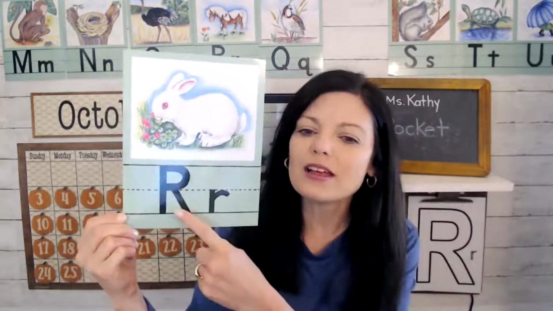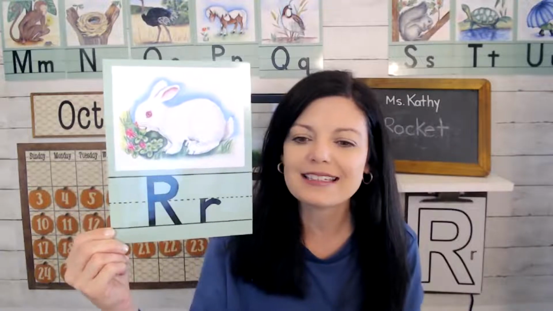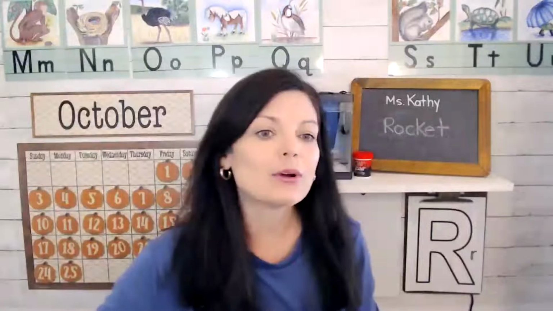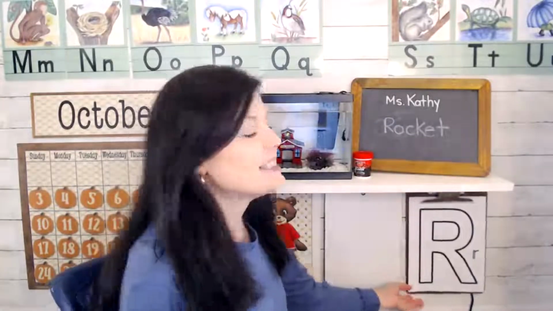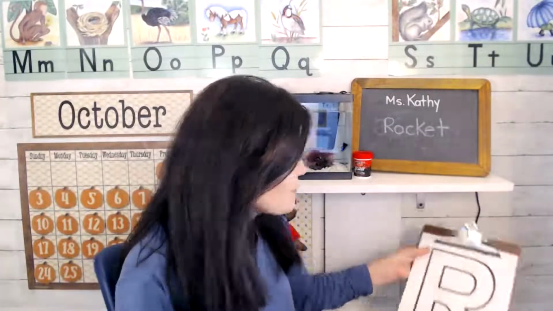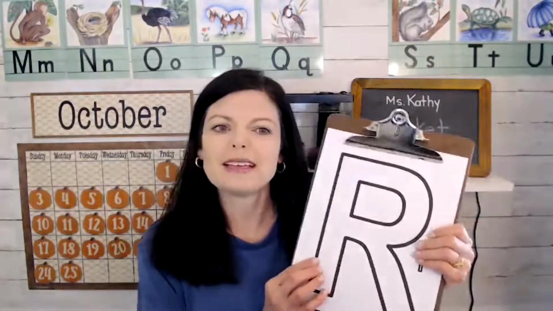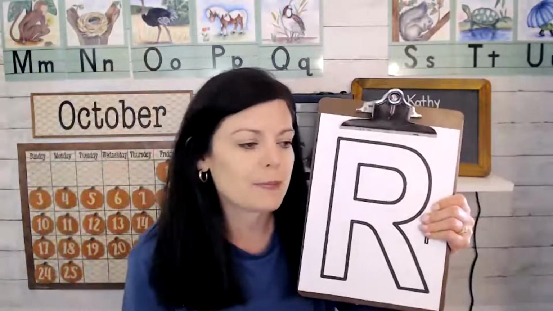Well, that is what the letter R looks like, uppercase and lowercase r. And today we're going to learn that R is for rocket. So let's decorate the letter R to kind of look like space, because rockets go up into space.